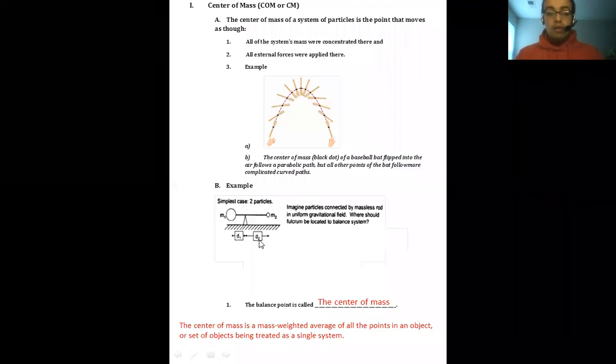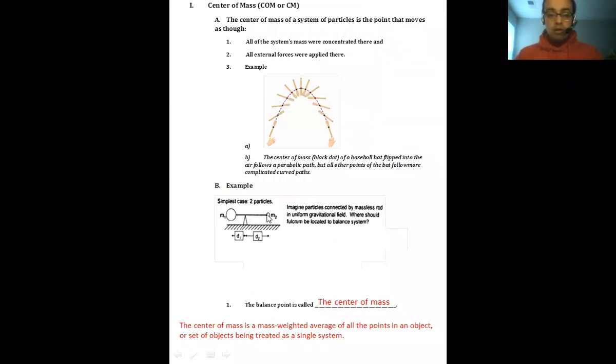Another example of this is, let's say that we have two particles and they're connected by a massless rod in a uniform gravitational field. The place where we would have to locate our hand or some kind of pinnacle in order to get these things to balance out would be called the center of mass. So the center of mass is a mass-weighted average of all of the points in an object or set of objects being treated as a single system.